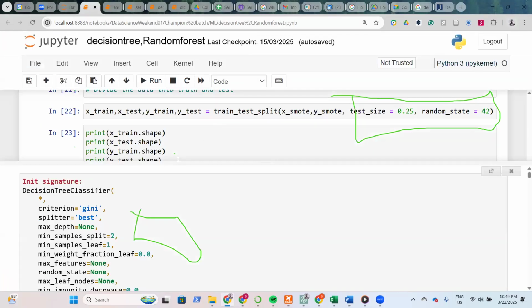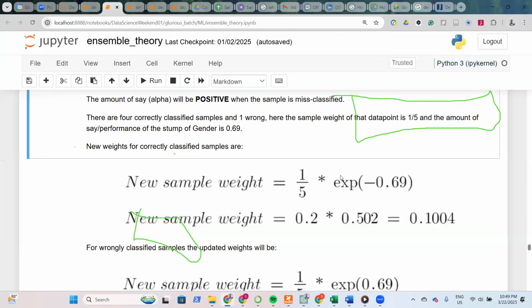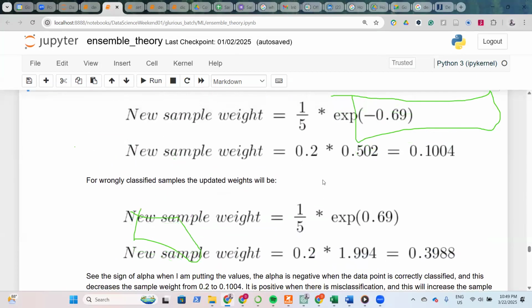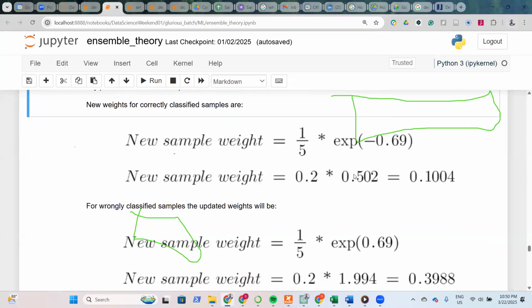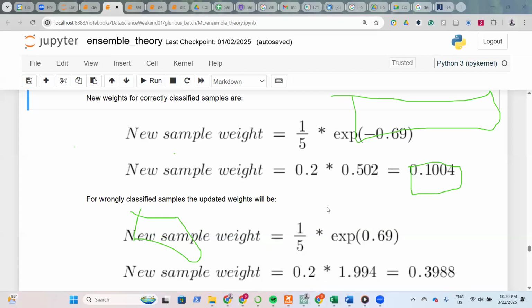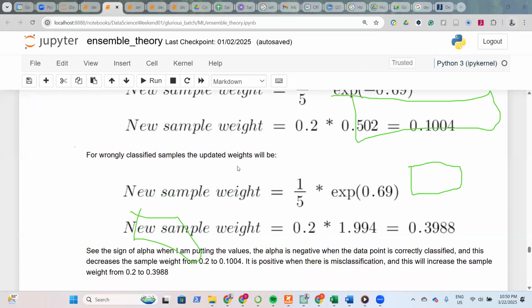Let's just continue and then we see. How many records were there? There were actually 5 records. And so if you multiply all of this, you have 1.4. So for all the correctly classified records, the new weight will be 0.1004. And then now let's look at the record that was wrongly classified.